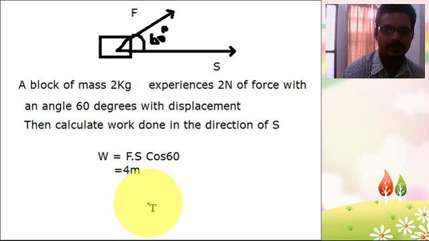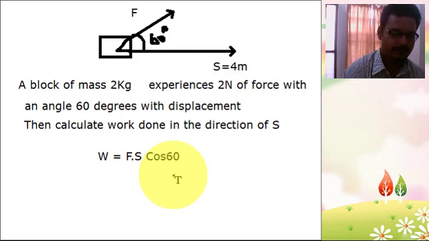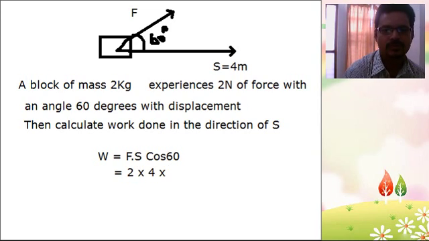Then it comes here, W equals force is 2 newtons, 2 into displacement is 4 into cos 60. Cos 60 is 1 divided by 2. So the 2 gets cancelled, and the answer is 4 joules. So in this way, if the values are given to you, using the work done formula you can calculate the amount of work done by the body.